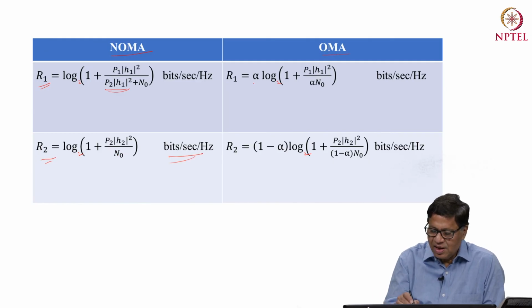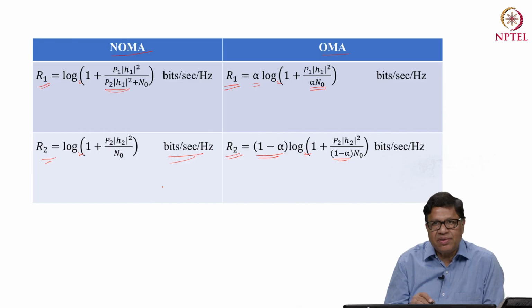Whereas for OMA, alpha is the power coefficient, the parameter, the resource block, which is given as R1 equals alpha log 2 1 plus P1 H1 mod square divided by alpha N naught. And for R2, the resource block will be 1 minus alpha. So this 1 minus alpha will come here. So this is the R1 and R2 for OMA scheme. So this is in brief for two users, the rates of different users. And as we have seen in earlier discussion, if you have chosen the power of the signals in such a way, you may get sum rate of NOMA higher as compared to sum rate of OMA.